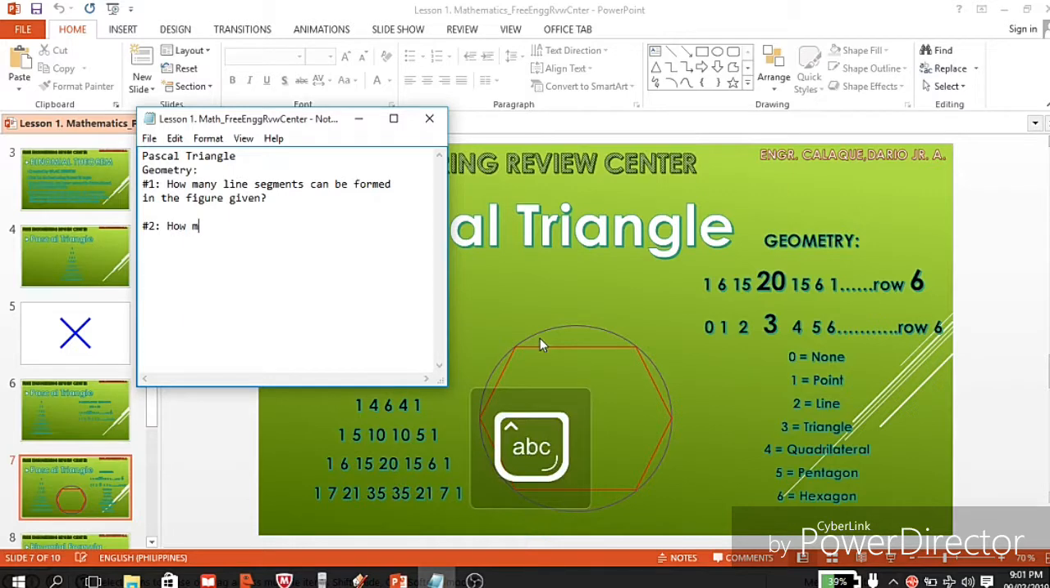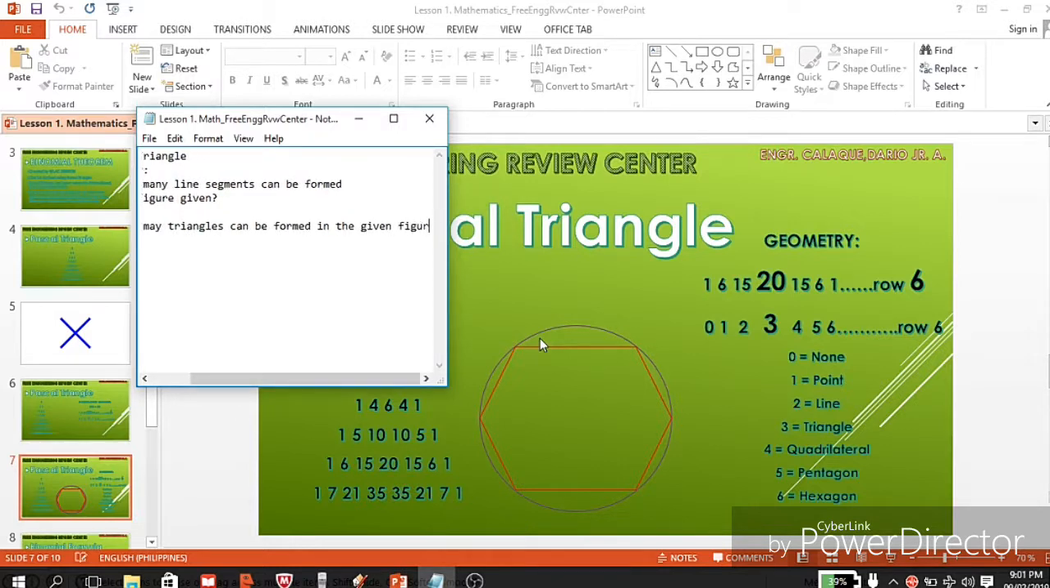How many triangles can be formed in the given figure? I think this is in the given figure. So what if that is the question?